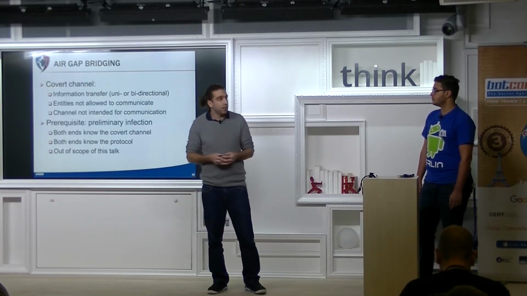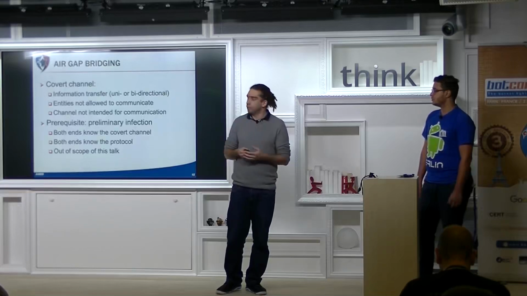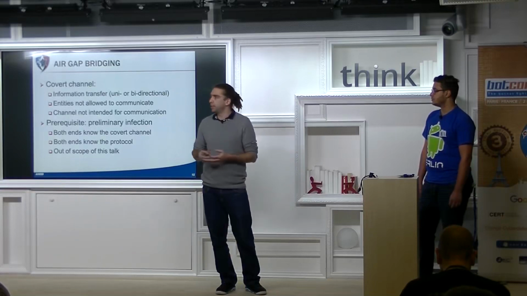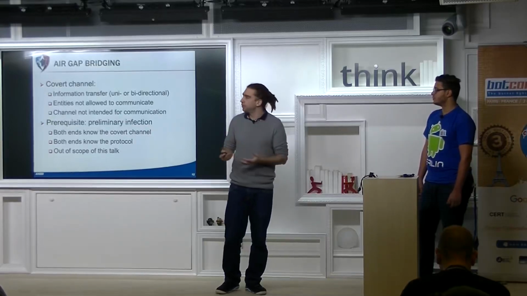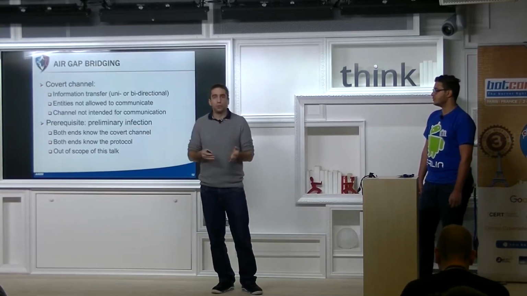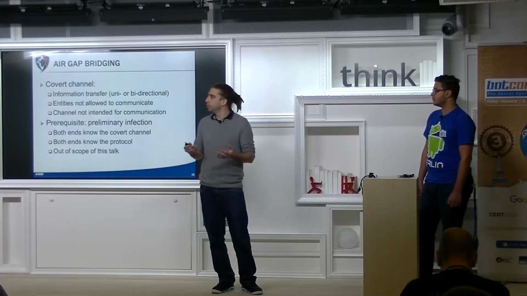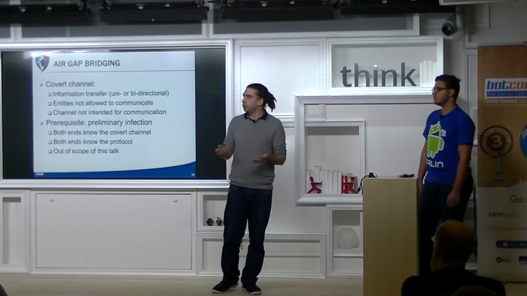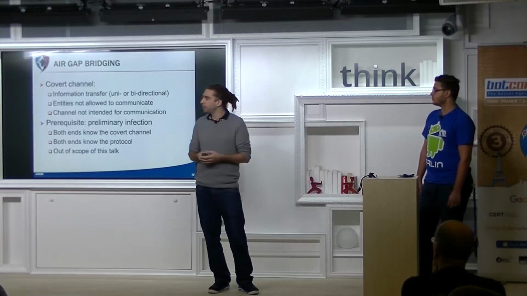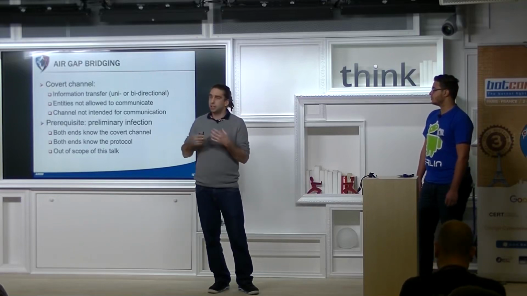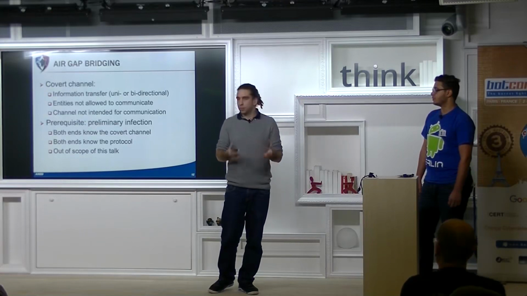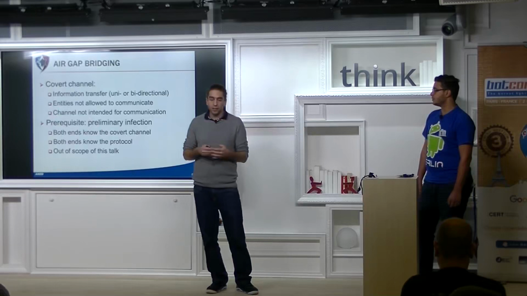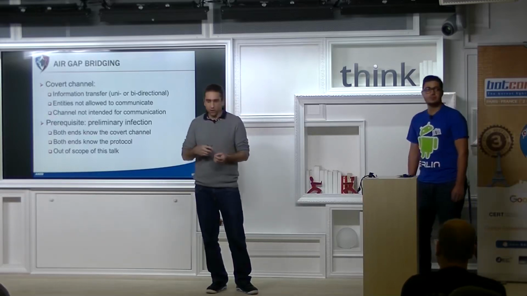A covert channel is a technique that allows an information transfer, whether uni- or bidirectional, between two entities that are not allowed to communicate, through a channel that is not intended for communication. The main prerequisite for using a covert channel is that both ends need to know the covert channel, and they need to know the communication protocol which will go over the covert channel to be able to understand each other. So this requires a preliminary infection. The main hypothesis here is that the sensitive machine got infected by a malware, and one of the machines of the untrusted world is also infected with the malware, and the main goal of the attacker is to be able to create a communication between those two machines.